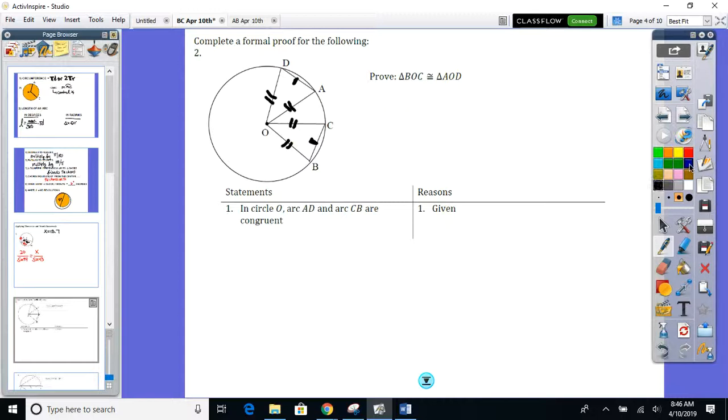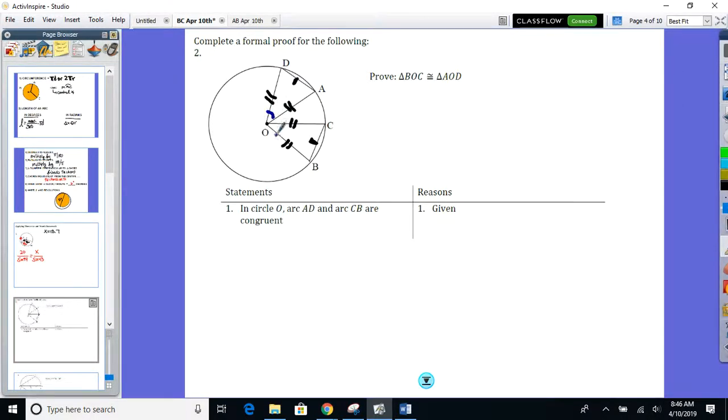Side, side, side. Did anybody go ahead and say angle DOA is congruent to angle COB? Congruent arcs imply congruent central angles. You can do that. Side, angle, side. Okay, side, angle, side. Any other method I'm missing there?